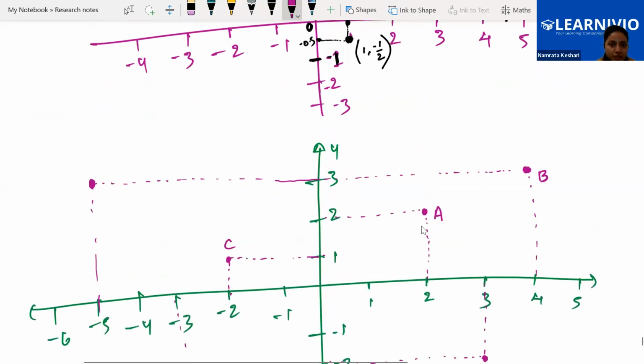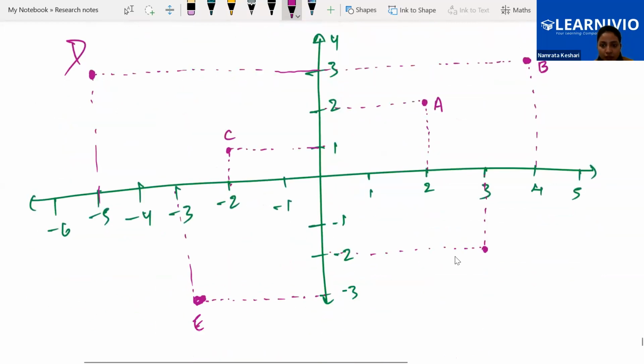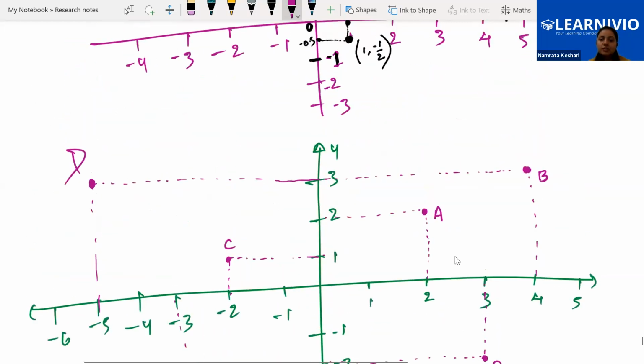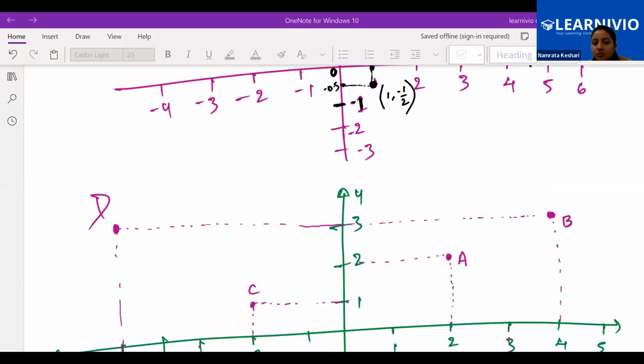A, B, C, D, E, F. What is the coordinate of A? 2, 2. Yes, it is 2, 2.